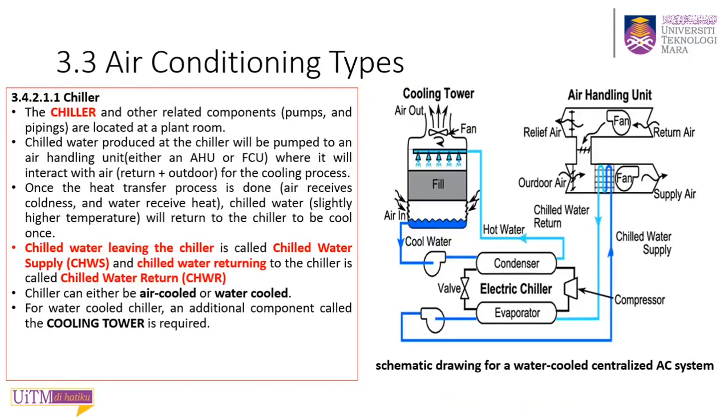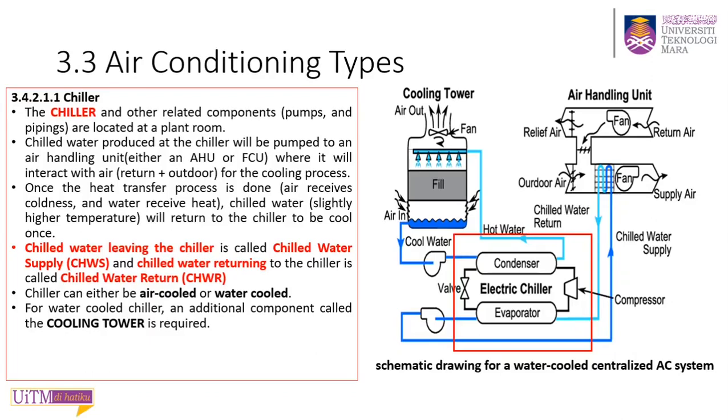Now, let's look at the first main component for a centralized air conditioning system, called the chiller. A chiller can be considered the heart of a centralized air conditioning system because this is where the refrigeration cycle takes place. The purpose of a chiller is to supply cold water, called chill water supply or CHWS, to the air handling unit in order to cool the air.